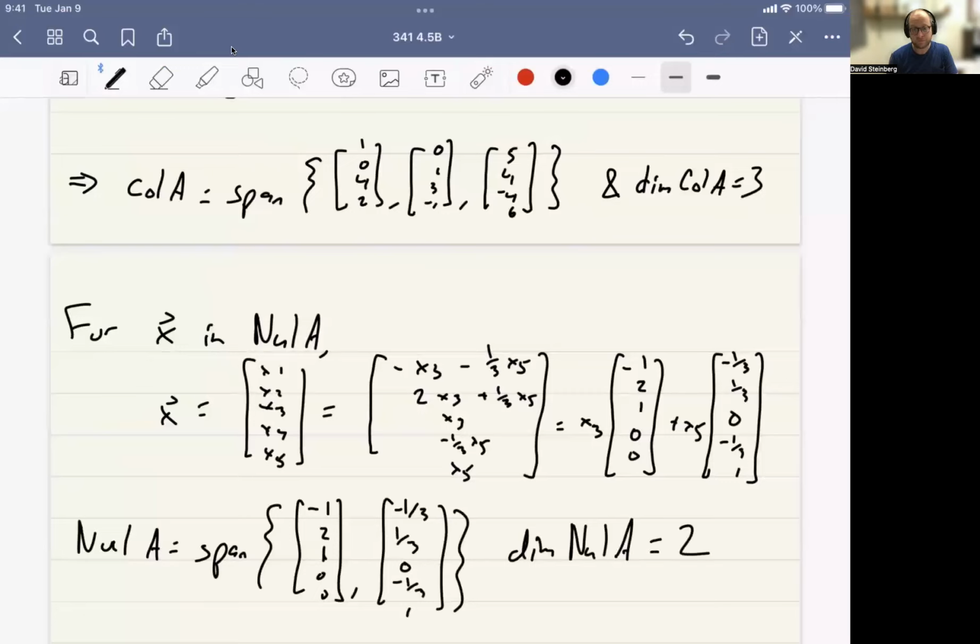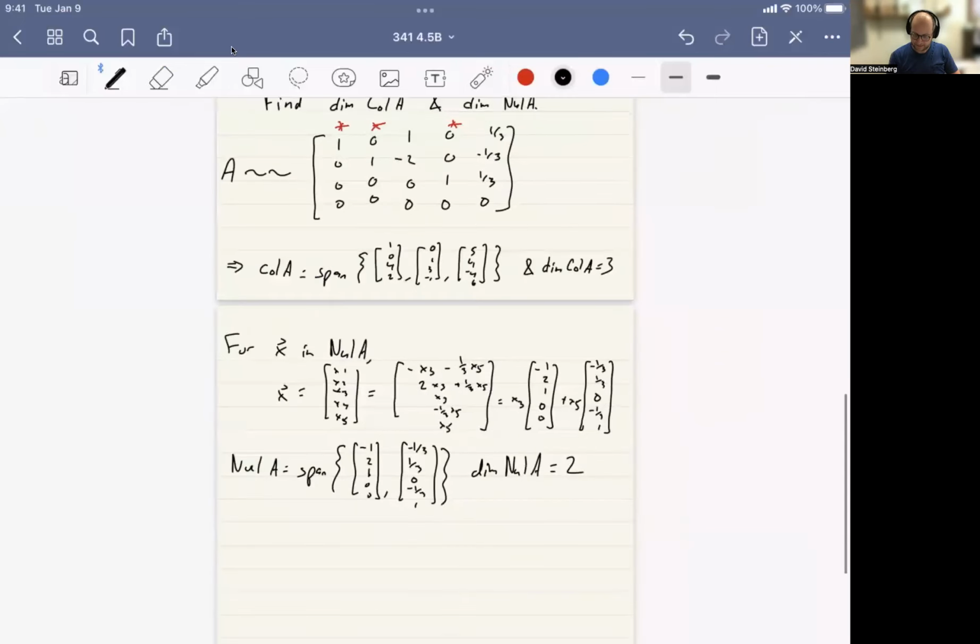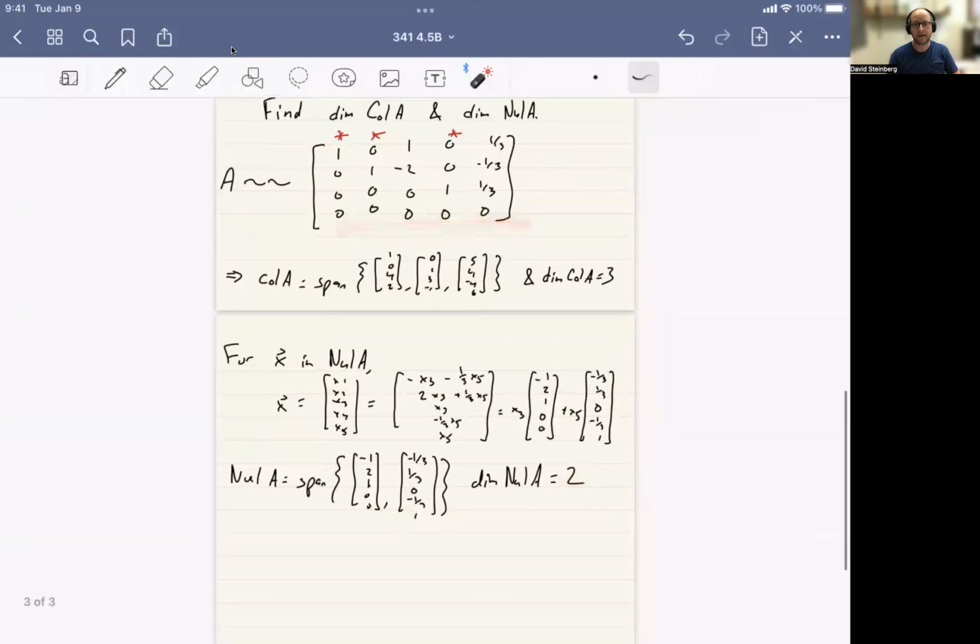Okay, and you might say, David, 2 and 3 makes up 5, and that happens to be the number of columns here. Is that a coincidence? And that's for next time.